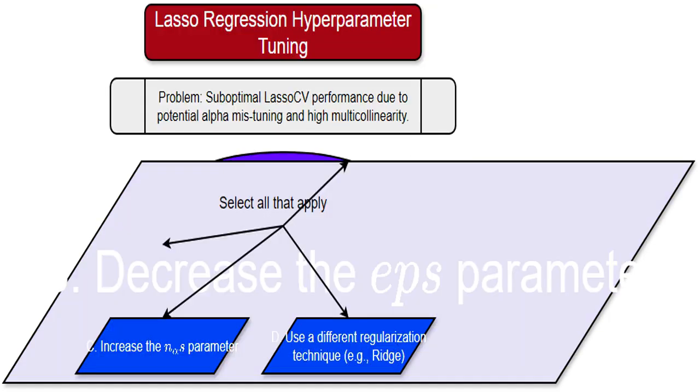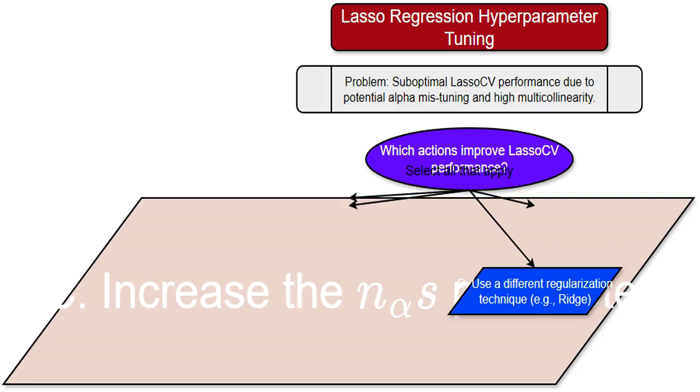I can decrease EPS, which controls how precisely the algorithm solves for the best coefficients. A smaller EPS might lead to a more accurate solution, but it's not guaranteed and could greatly increase computation time without significantly improving model accuracy. I can increase the number of alpha values tested. More values will allow for a finer search for the best penalty strength, alpha, potentially improving the model if the truly optimal alpha value was missed in the original search.